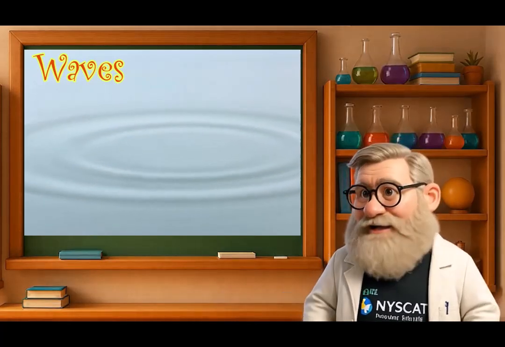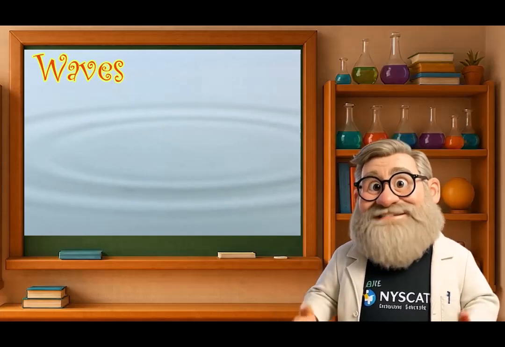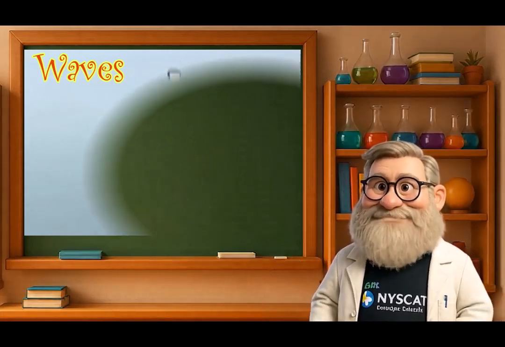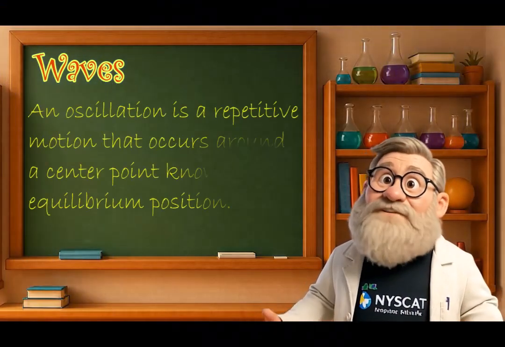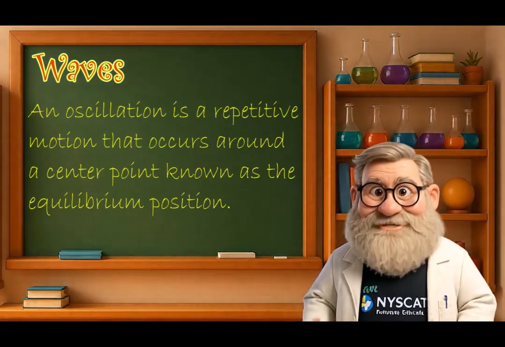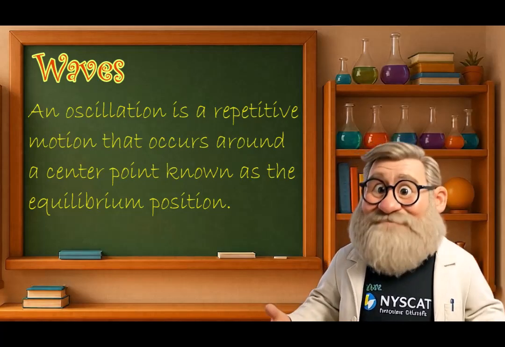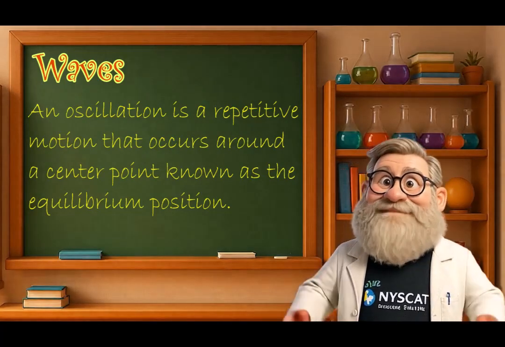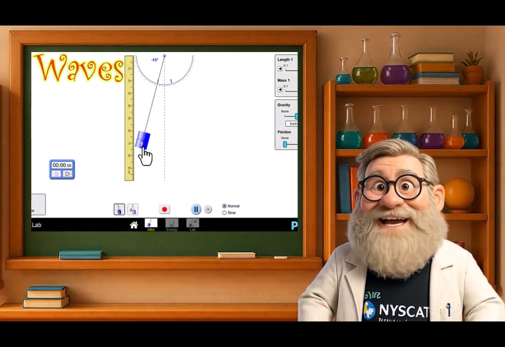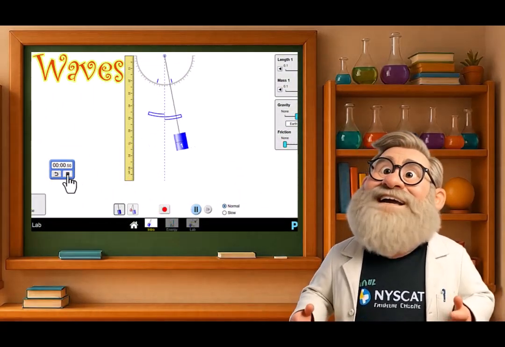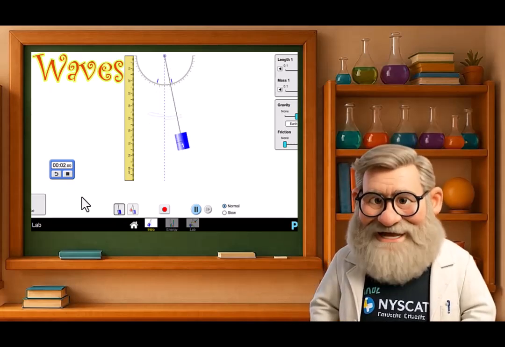So now that we've got a working definition, let's look more closely at the different kinds of waves and how they behave. To really understand waves, we first need to understand oscillation. Oscillation is just a fancy word for a back and forth motion that repeats over time. Picture a swing at a playground or a pendulum ticking back and forth. These are examples of oscillating objects.